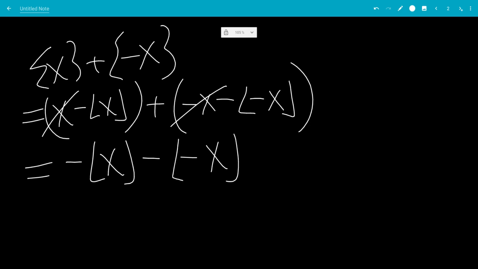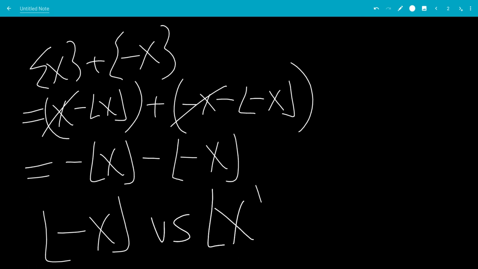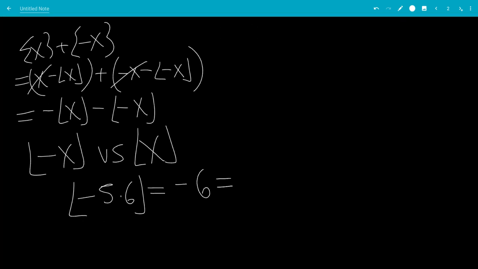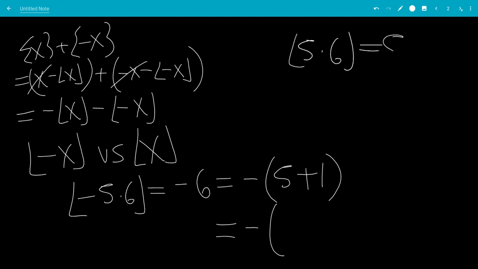So let's look at the difference between the floor of negative x versus the floor of x. So let's say we have the quantity floor of negative 5.6. This is actually going to go down to the next integer. So this will be negative 6, which we can write as negative 5 plus 1. What is 5? Well, we know that the floor of 5.6 is 5, like we discussed earlier. So this will be negative the floor of 5.6 minus 1.